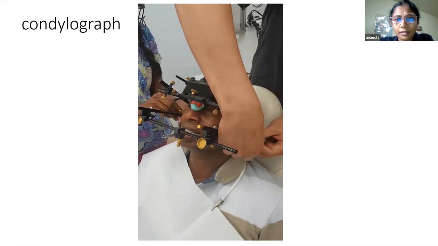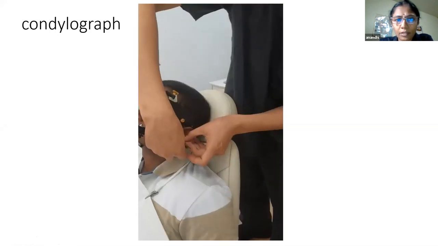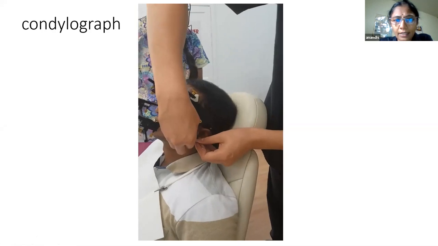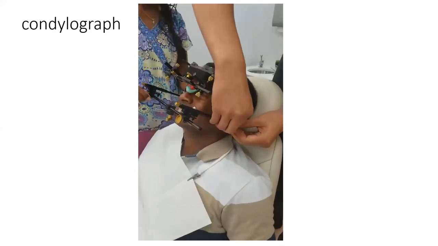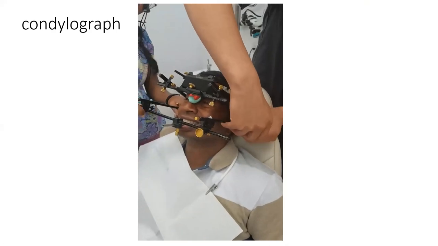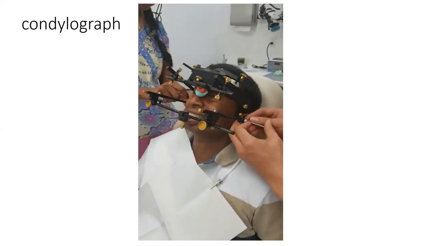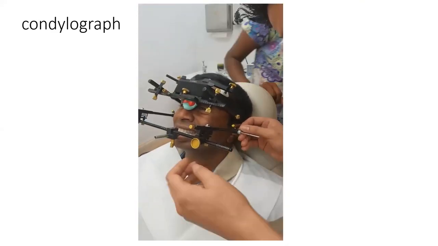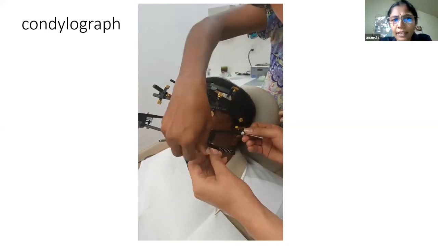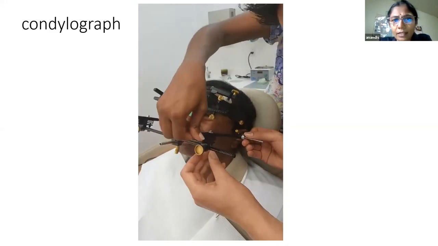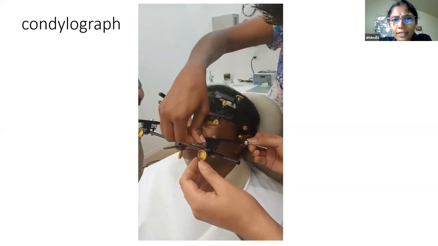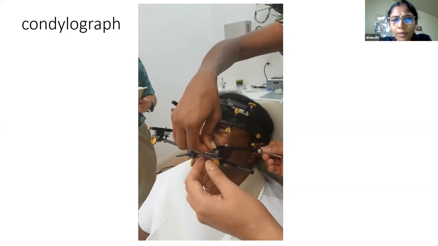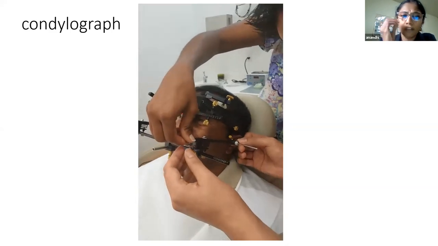Just to show you, there's an upper face bow, there's a lower face bow, and we are mounting the stylus. The upper face bow is attached only with the headband. It is not glued or anything to the head. It just stays still with the headband, supported by the nose. And the lower one is attached with a clutch only to the lower anterior teeth.